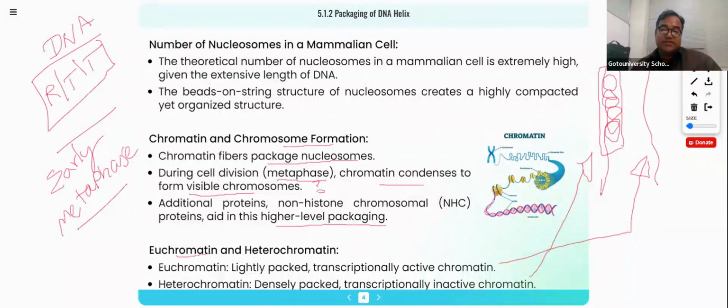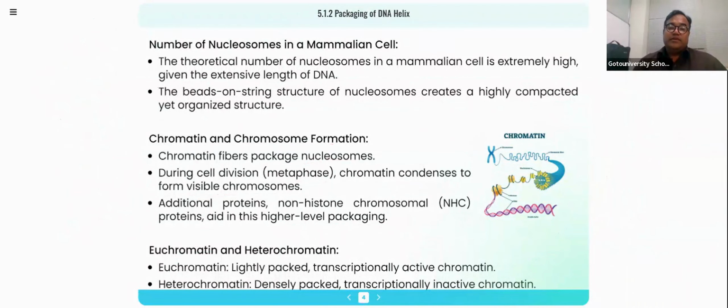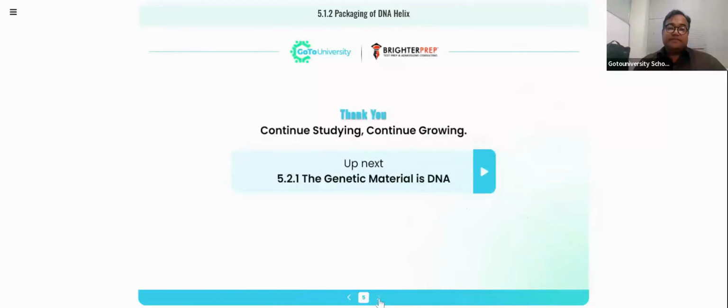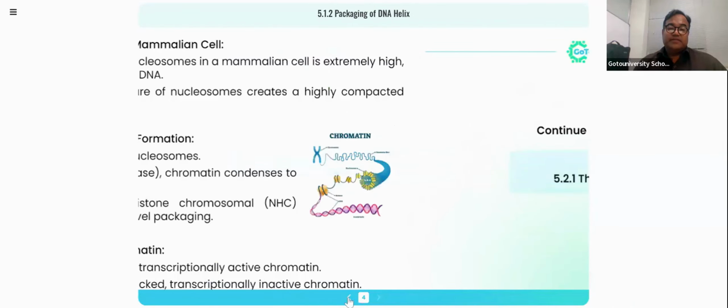So there is a reason why we say this. The packed DNA of the heterochromatin takes a lot of time to participate in the replication process as well as the transcription process. Heterochromatin will not participate in the DNA and RNA synthesis very fast. Slowly it happens, right? Now we are coming to the genetic material in the DNA.